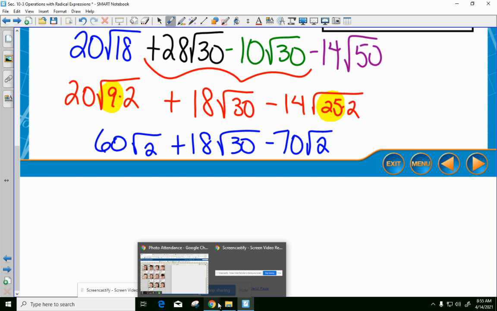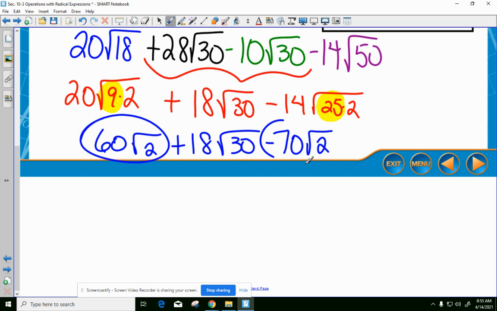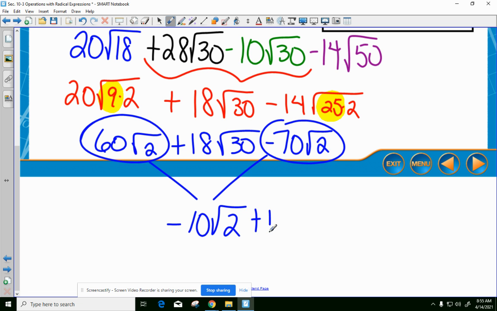Good. For a grand total of -10. So first one and last one are like radicals, so let's bring those together. That's -10 radical 2. What do you do with the 18 radical 30? You add it on. Add it to the beginning, add it to the end, whatever makes your little heart happy. It doesn't matter which side you write it on. It's the same either way. That's your final.